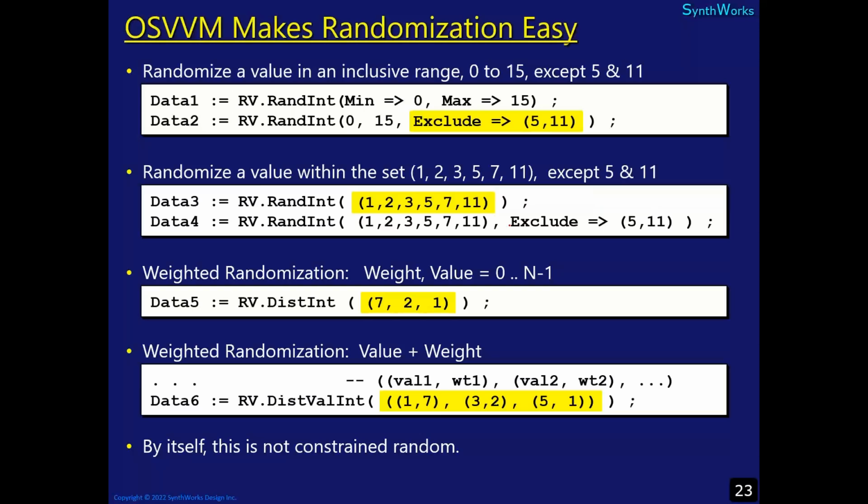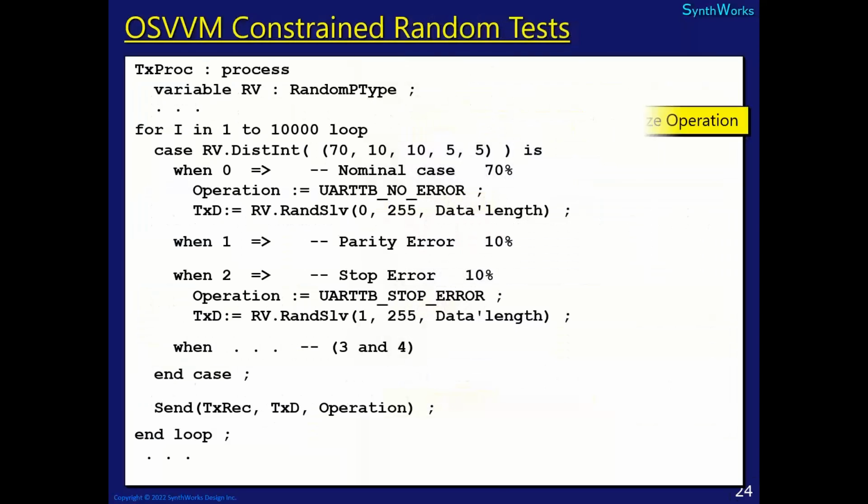By itself, this is not constrained random. This, again, is a randomization library. So what we have to do is learn code patterns, and that's one of the things, by the way, that we teach you in the OS-VVM class that SynthWorks teaches. Here, I'm using DistInt, and I'm going to be generating the values. There are 5 values here, so I'm generating the values 0 through 4, okay?